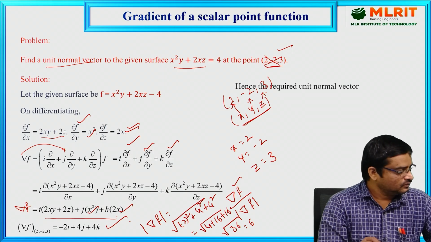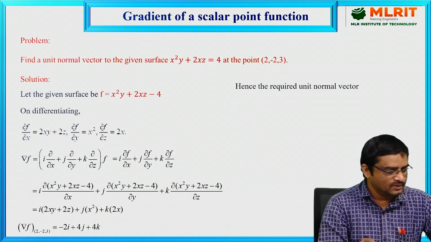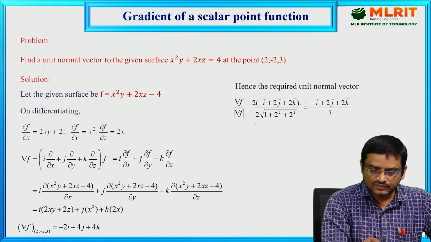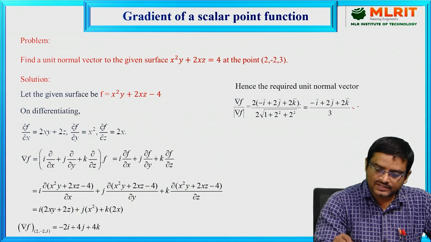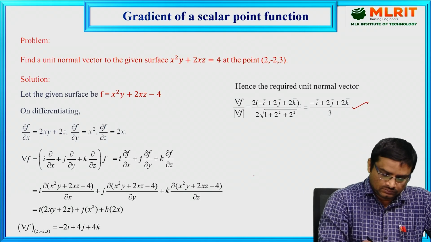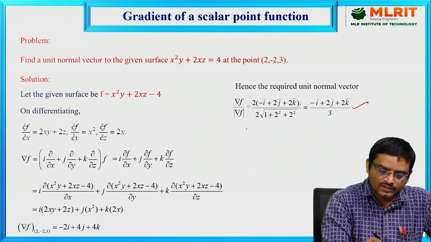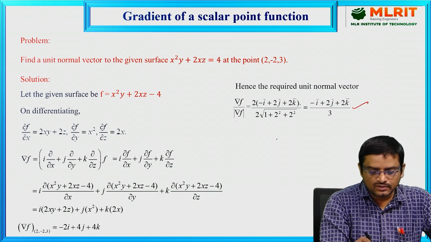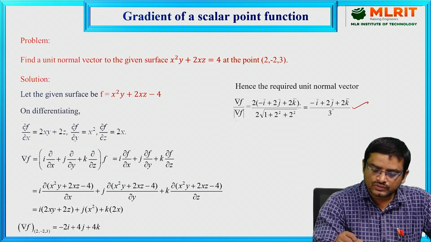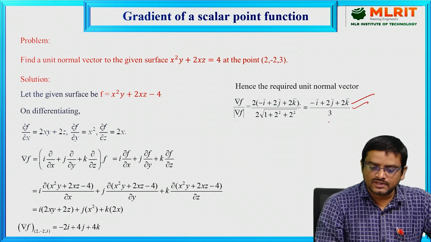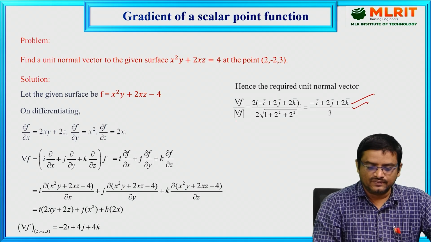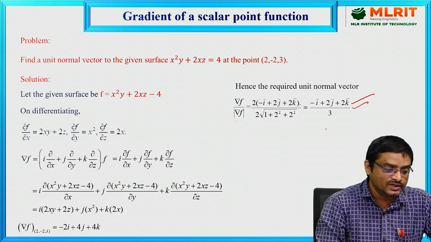So here, hence, the unit normal vector is given by this. If you want, you can take 2 common and we can simplify this. Now apply the same thing. In the denominator we got modulus of del f equal to 6. Take the 2 common from the numerator. 2, 3 gets cancelled, 2 and 6 gets cancelled. You will get this remaining, minus i bar plus 2j bar plus 2k bar by 3. This is our required unit normal vector.